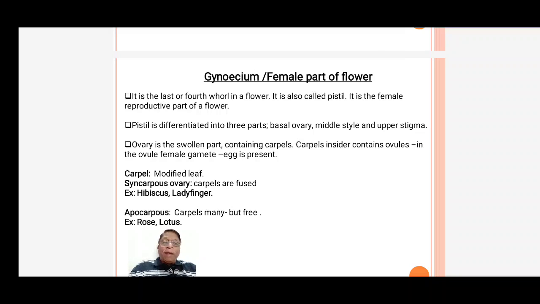You know the meaning of carpel? Carpel is nothing but a modified leaf. The carpels inside contain a chamber or locule. In the locules, we come across ovules. The ovule in turn contains the female gametophyte with the female gamete, the egg.